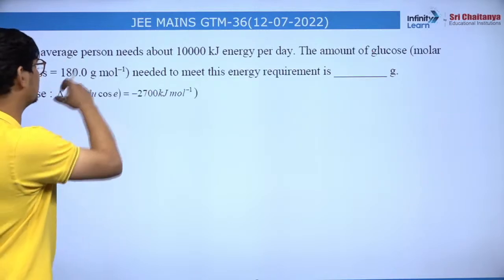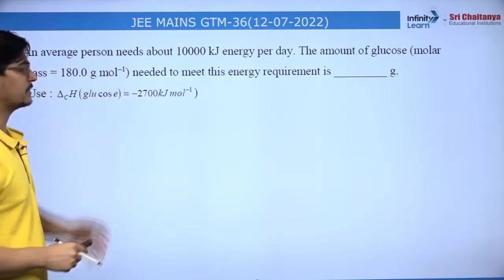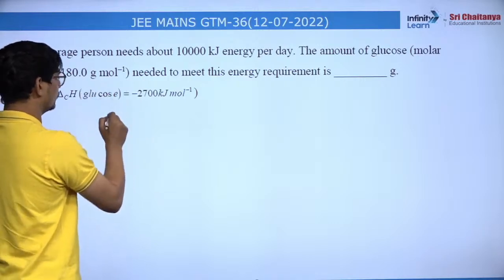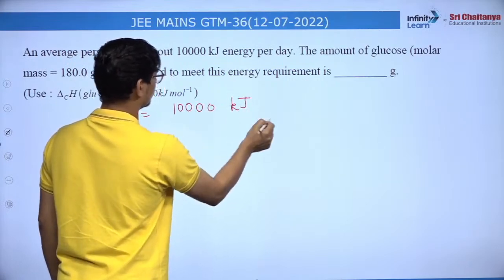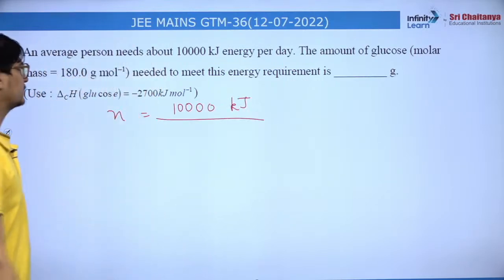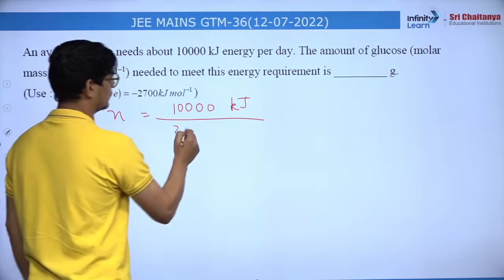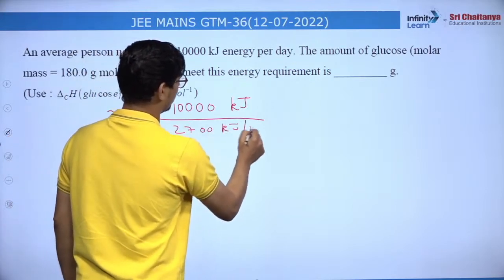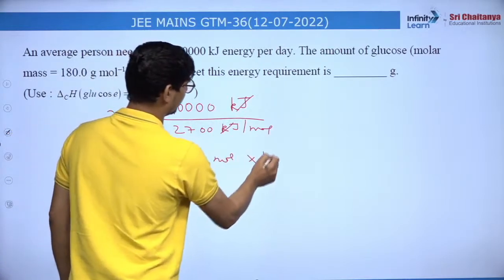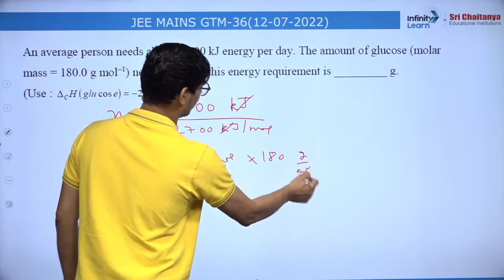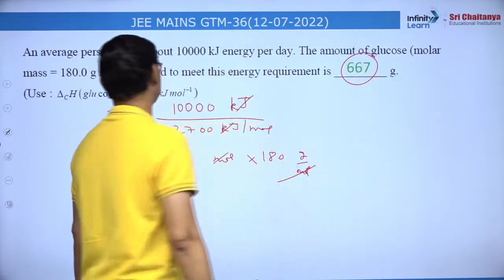Then a person needs about 10,000 kilojoule of energy per day. If this energy is supplied by the combustion of glucose, which is 2700 kilojoules, how many moles of glucose are needed actually? So the total energy needed is 10,000 kilojoule. All right, it's a very simple question, right? Unitary method based and basic mole concept. The energy required is 10,000 kilojoule and glucose supplies 2700 kilojoule energy per mole. So you can solve it, you will find out how many moles, and then you multiply it by 180 gram per mole, which is the molar mass of glucose. So you will find the answer. This will come out to be approximately 667 in the integer. Okay.